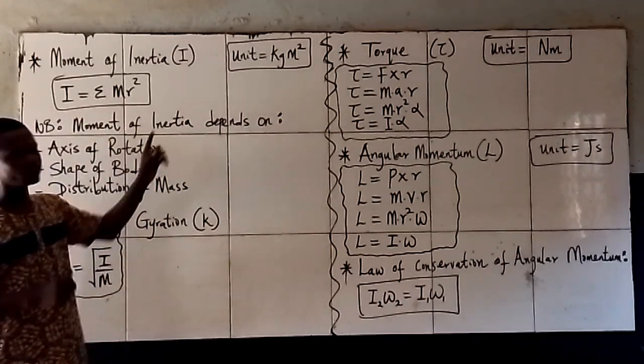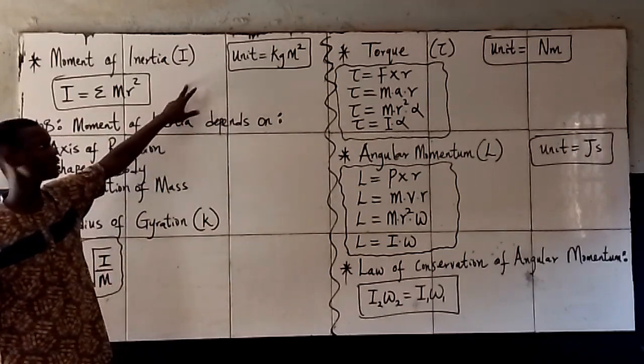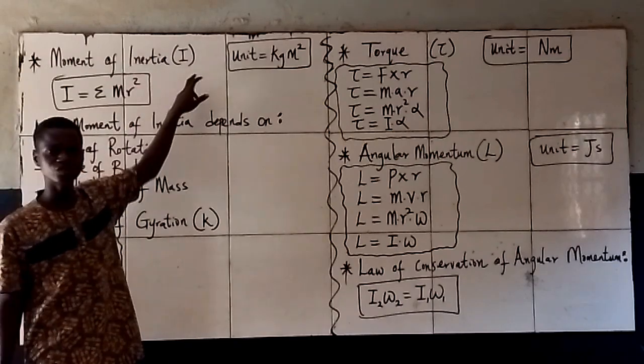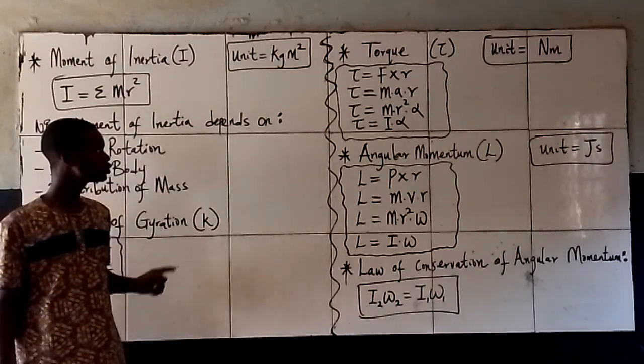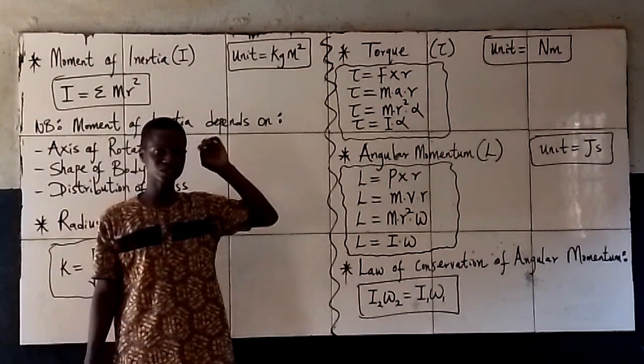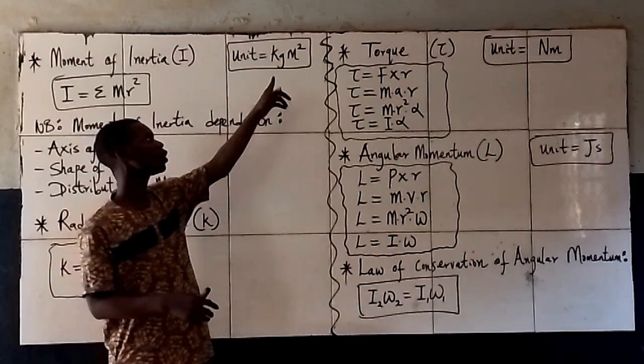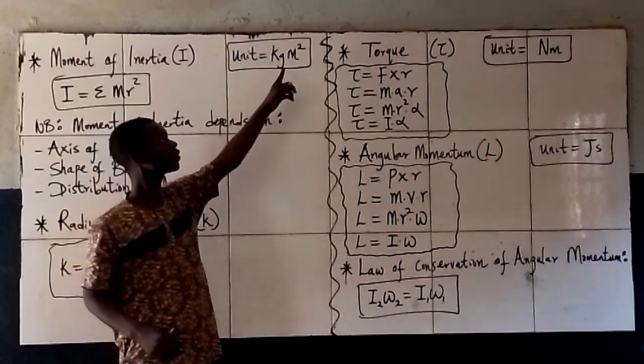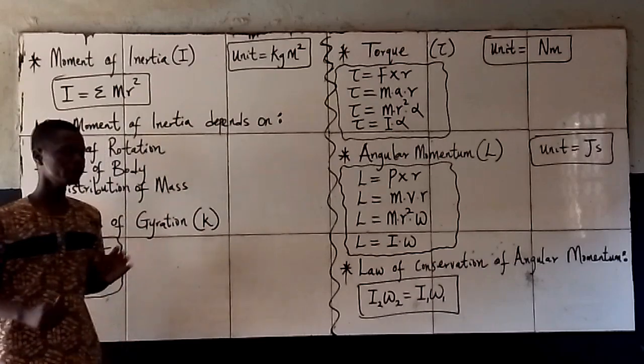Now first thing first, the symbol for moment of inertia is capital I. Moment of inertia is symbolized by capital I. And the unit for it, so when you have finished solving, the unit you should always attach is kilogram meter squared. Okay, that's the unit for it.